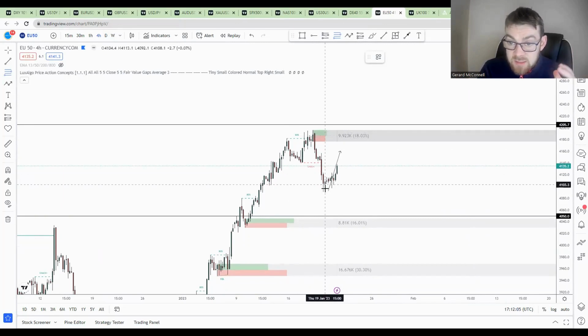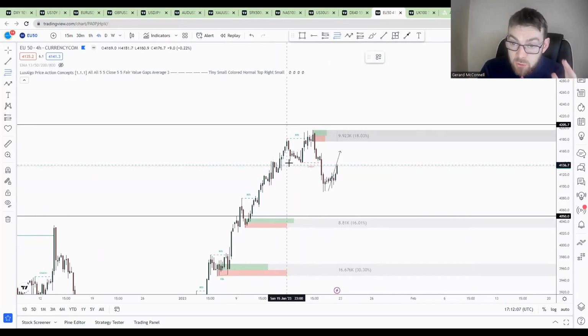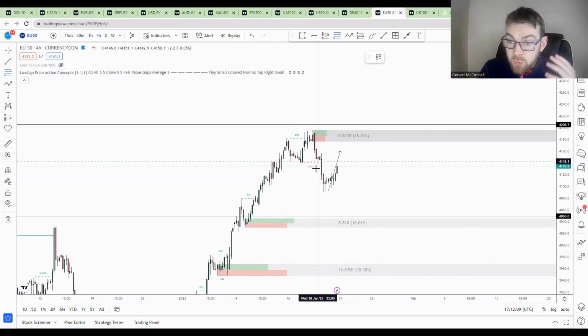Accumulated, obviously got that change of character. Short-term break of structure back into the 4100s. However, the market dynamic is pulling back into this level again. So 4175, 4180 I think is important this week.